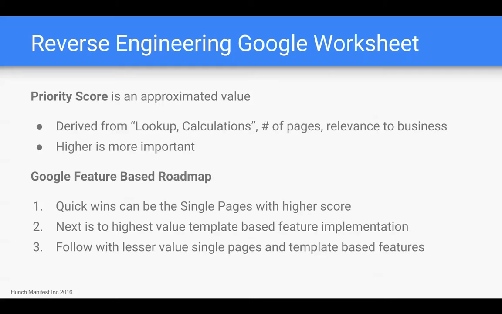And you don't have to use this as the only way to approach it, but I think it's a great way to quickly get a grasp and provide something to the client to say, here's the first priority, here's the next priority, and you can move them around a little bit based on your experience. And then once you have the highest value template-based feature implementations, you can then follow on with lesser value single pages and other template-based features.